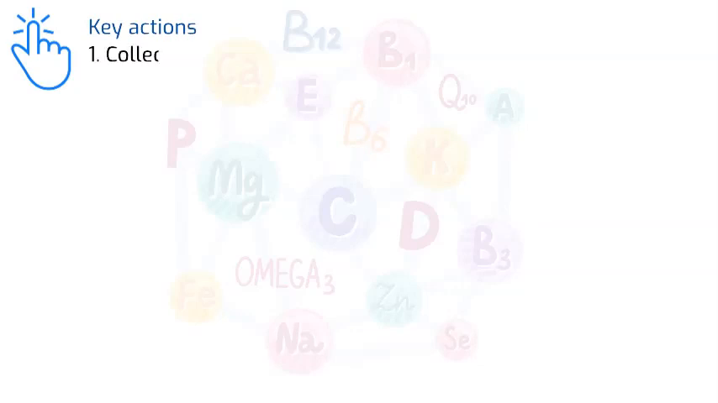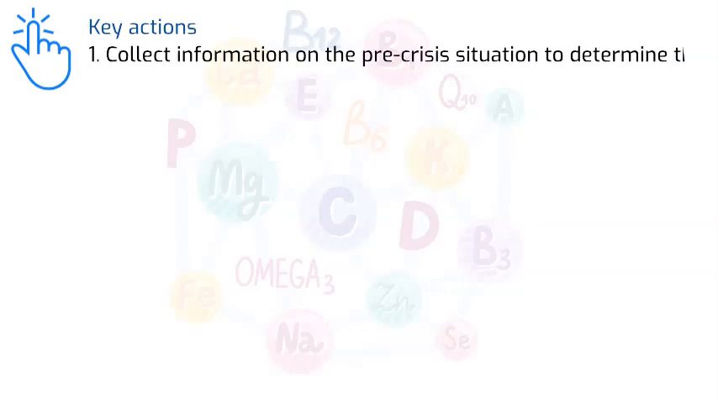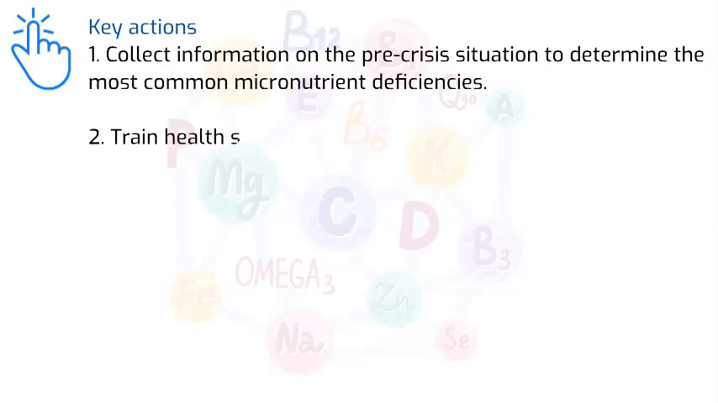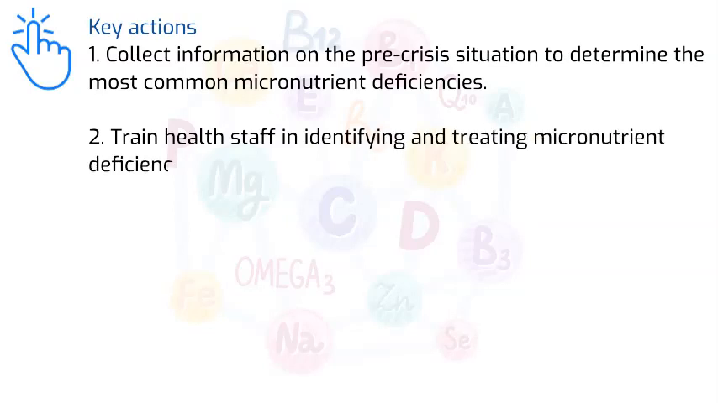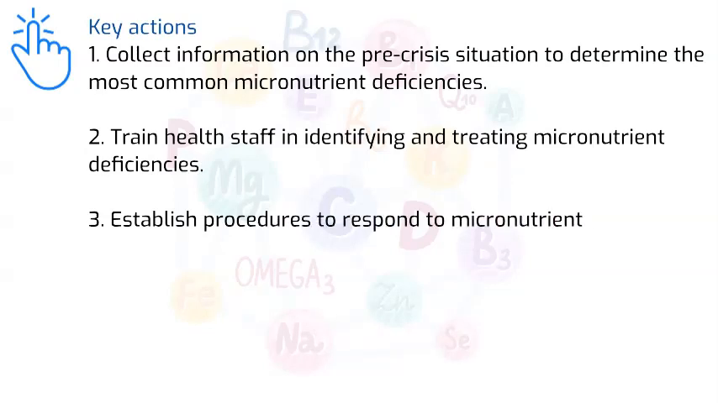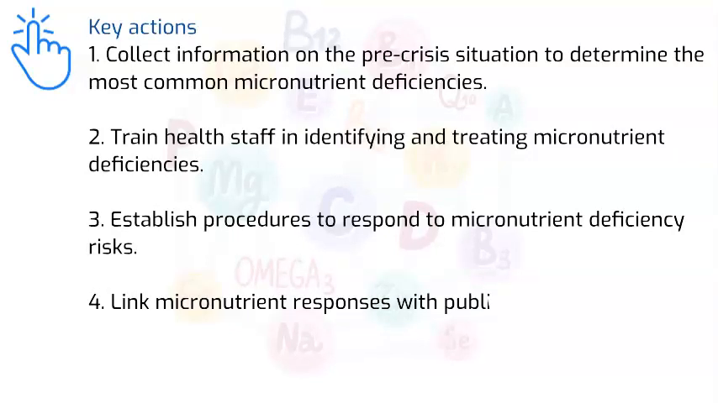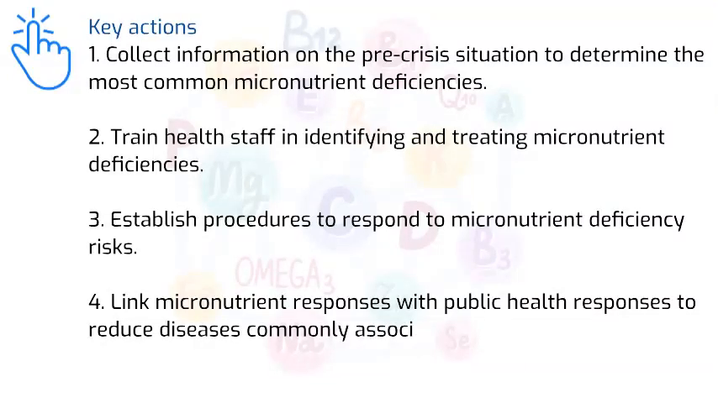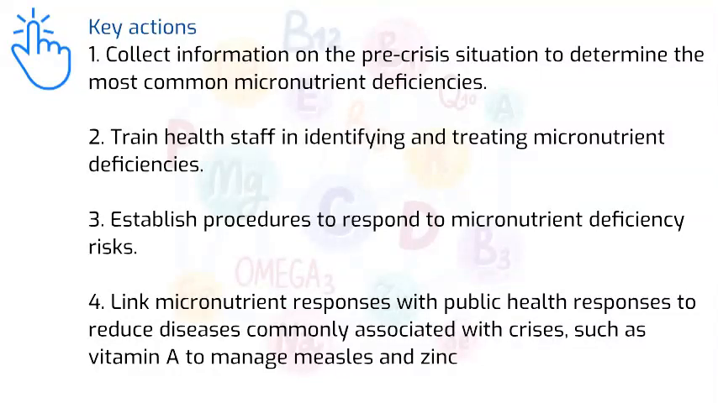Key actions. 1. Collect information on the pre-crisis situation to determine the most common micronutrient deficiencies. 2. Train health staff in identifying and treating micronutrient deficiencies. 3. Establish procedures to respond to micronutrient deficiency risks. 4. Link micronutrient responses with public health responses to reduce diseases commonly associated with crises, such as vitamin A to manage measles and zinc to manage diarrhea.